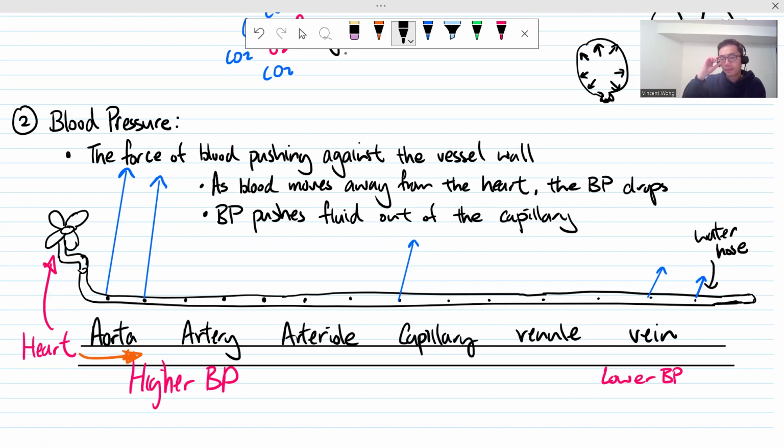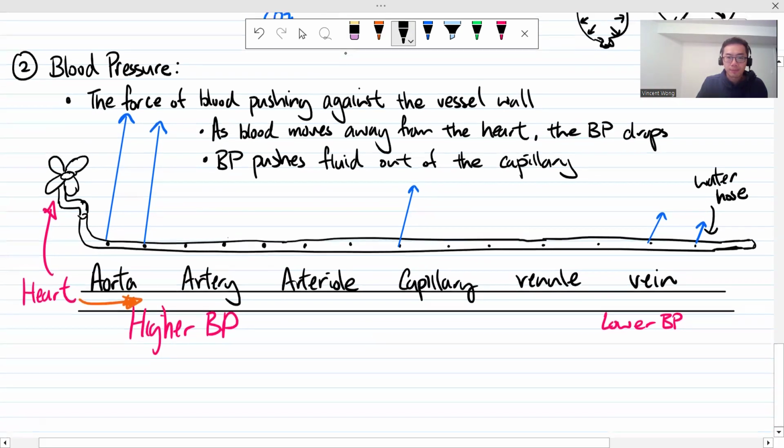Okay. Blood is made up of mostly water, right? You will learn that next week. But it's mostly water with some cells and some nutrients and some proteins in it. This blood pressure will be pushing out some fluid. Okay, some fluid. So let's draw that.